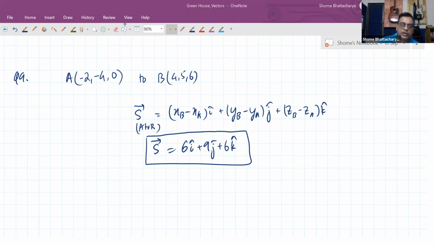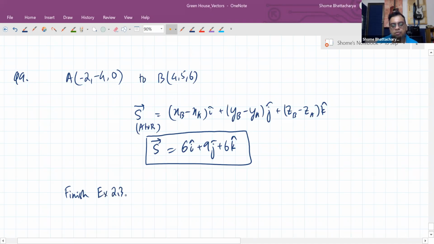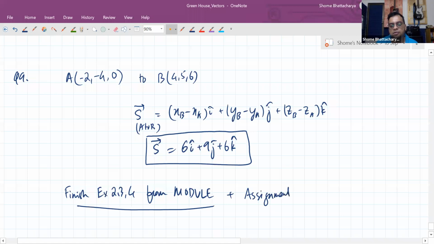Okay, and also now try to wind up maximum questions from your exercise 3 and 4. Okay, so finish exercise 2, 3 and 4 from the module. Okay, plus anything pending from assignment 7. Okay, if there's anything from 6 also, just complete it up. So try to wind up vectors as much as possible now.